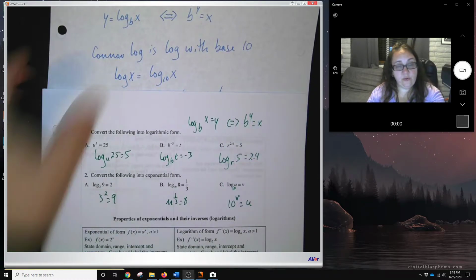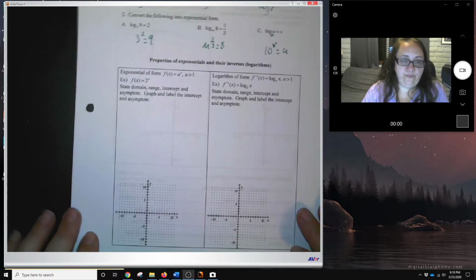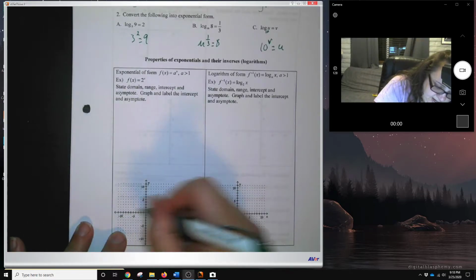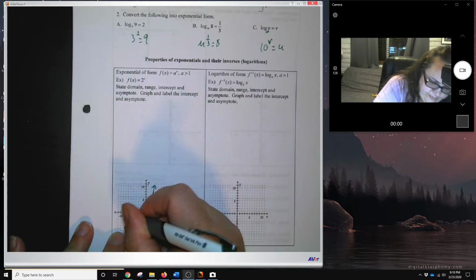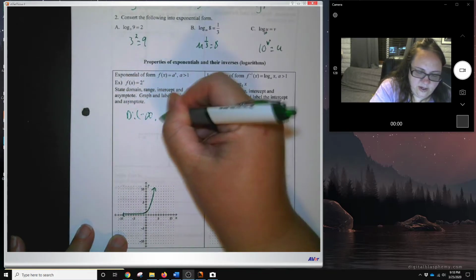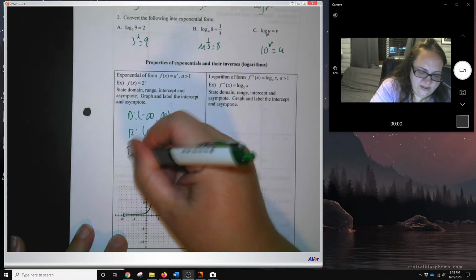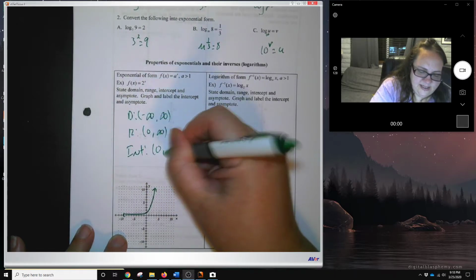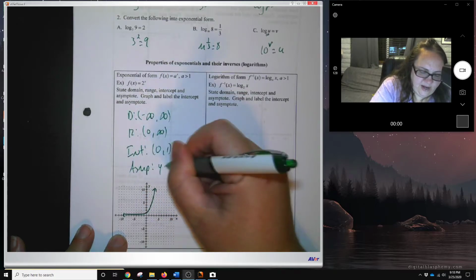Okay, so let's take a look at some graphs here. We graphed this one in the last set of notes. We know that its domain is all real numbers. Its range is the positives. Its intercept is at (0, 1). And its asymptote is at y equals 0.